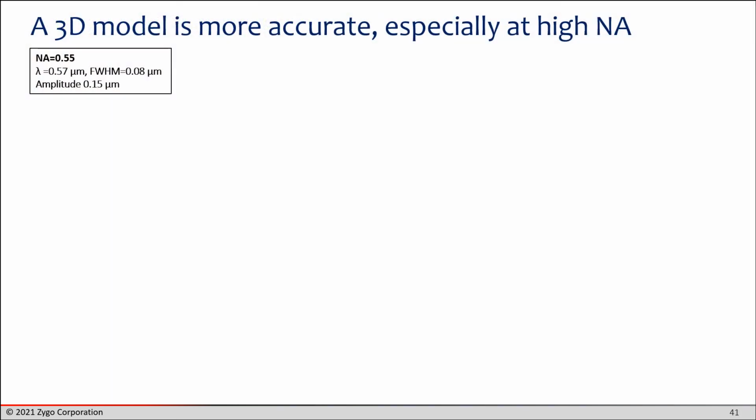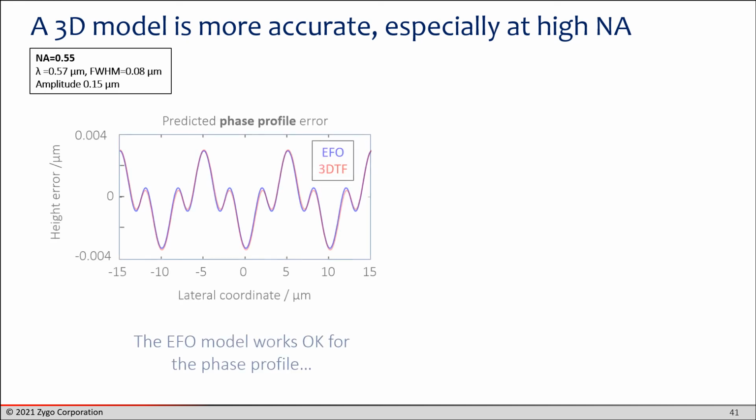Now, a 3D model seems like a bit more trouble, and it is, but it's significantly more accurate, especially at high numerical apertures when you're looking at the coherence profile, because you're taking into account all of the focus effects. So here's an example where we've predicted the phase error using both an EFO method and a three-dimensional transfer function, and they overlap pretty well.